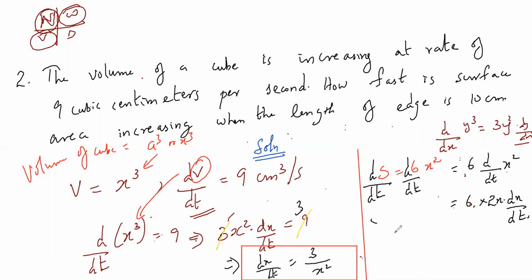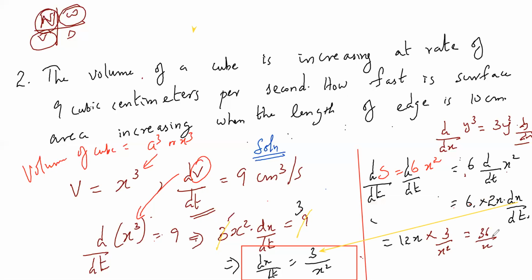I'll write down here 12x, and what is my dx by dt? Dx by dt, I can get it from where? From the box. Dx by dt value, I can get it from this box. That is 3 by x square into 3 by x square. Correct? So I'll get 36 by x.